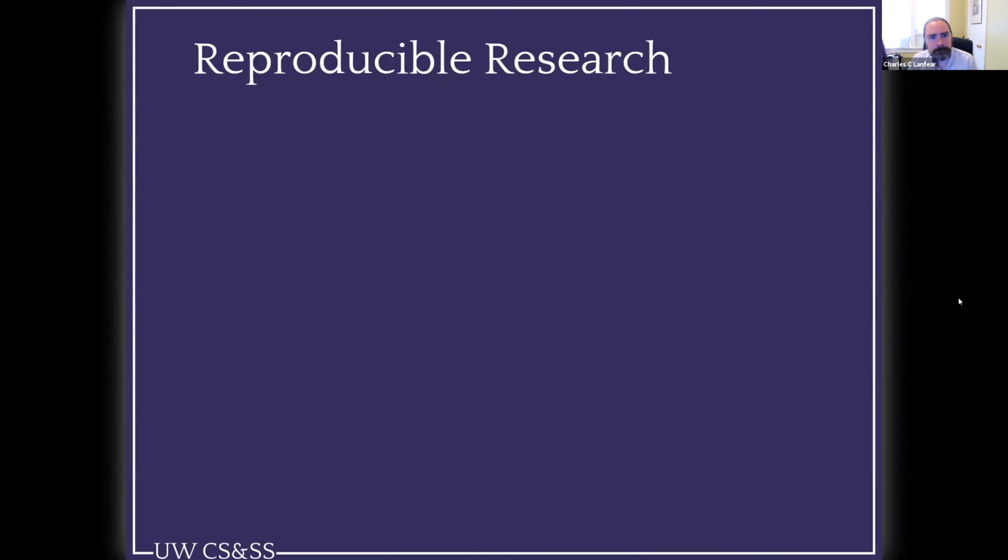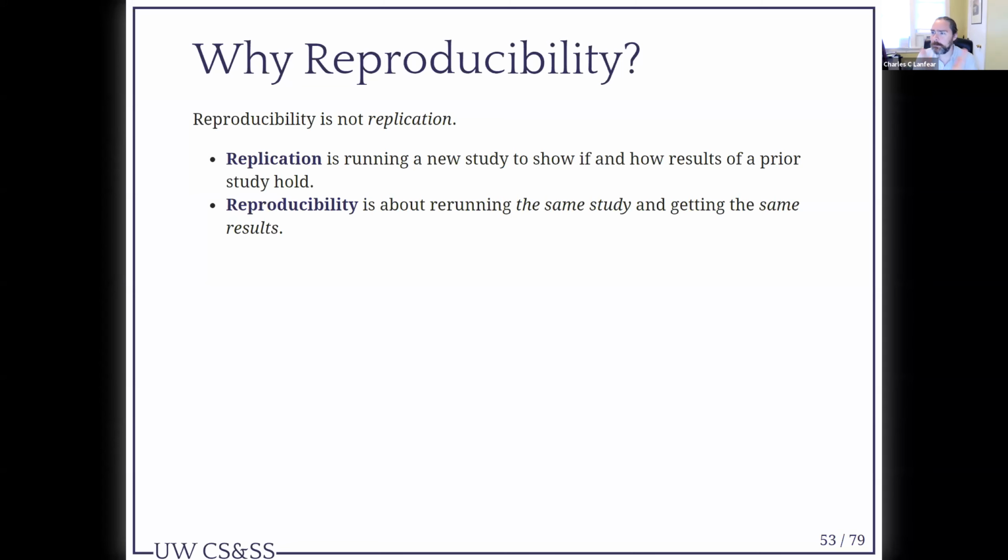So let's talk about reproducible research. Why reproducibility, and what is it? Reproducibility is not replication. If you've heard people talk about replicating a study, replication is when you run a new study and write a new paper to show if and how the results of some prior study hold or do not hold, very often with new data and some new population or something like that.